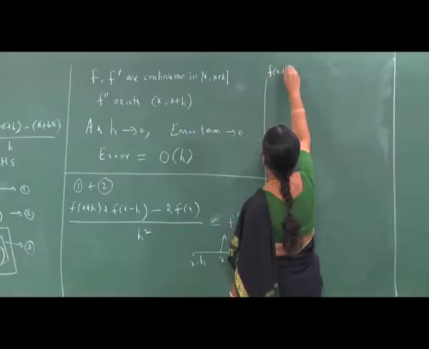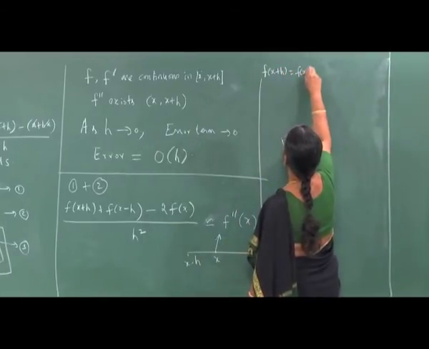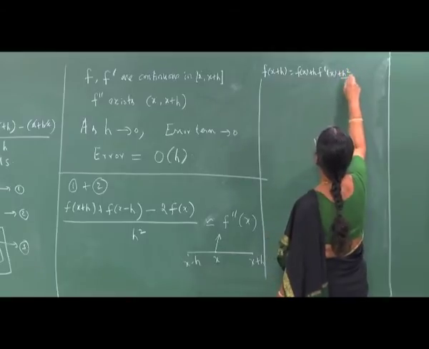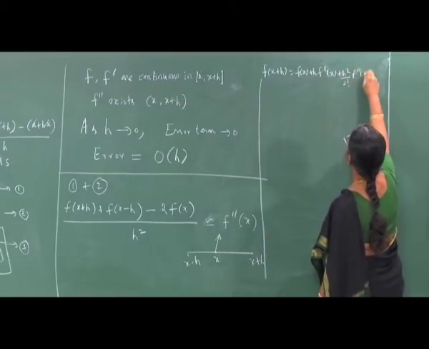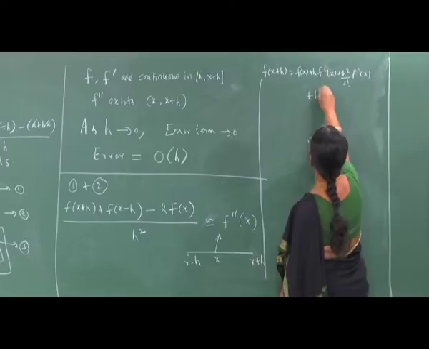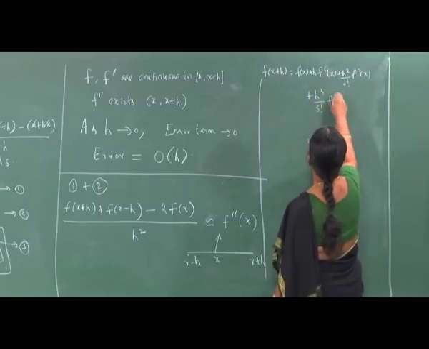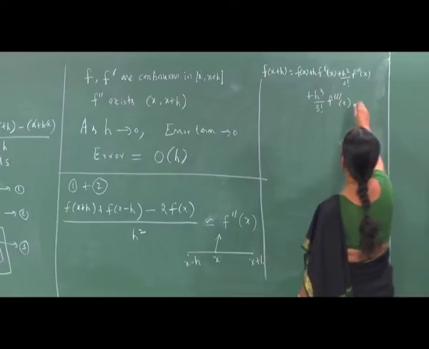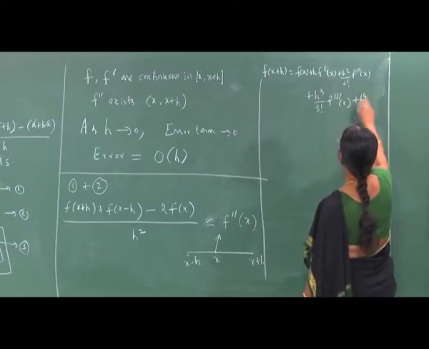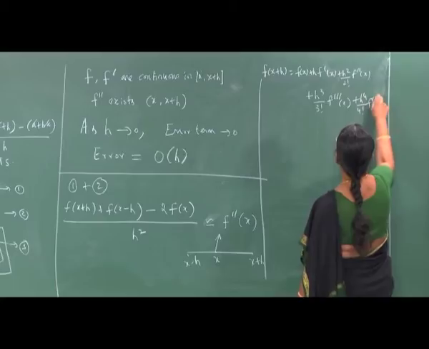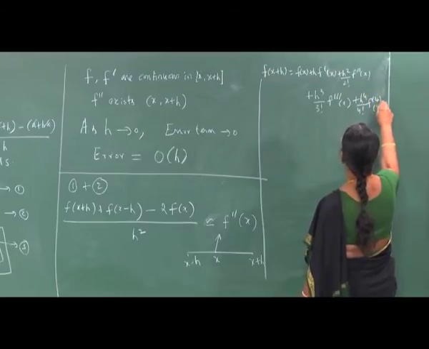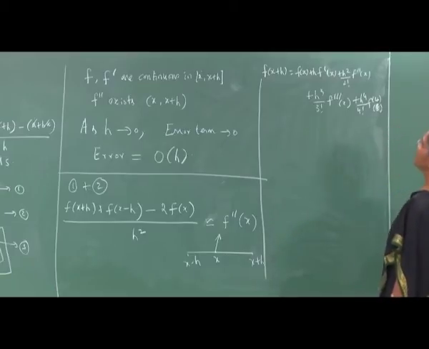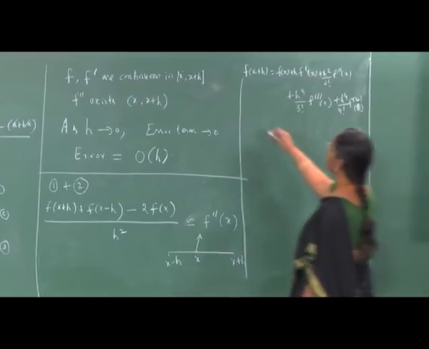So, f of x plus h is f of x plus h f prime of x plus h square by 2 into f double prime of x plus h cubed by 3 factorial into f triple prime at x. I shall write down one more term, you will see why we do it, the fourth derivative at x, and I am going to truncate here. So, this will be the remainder term.